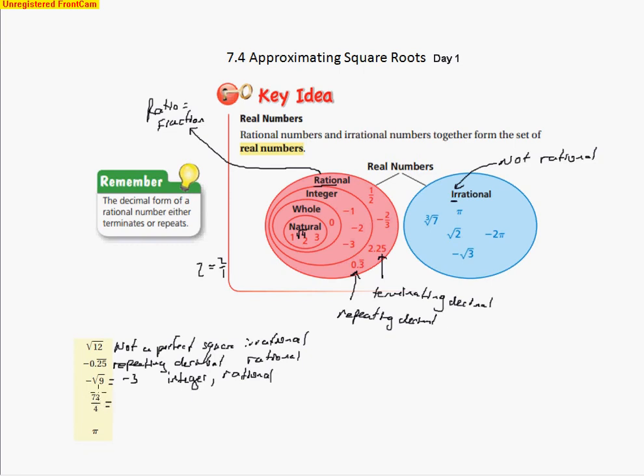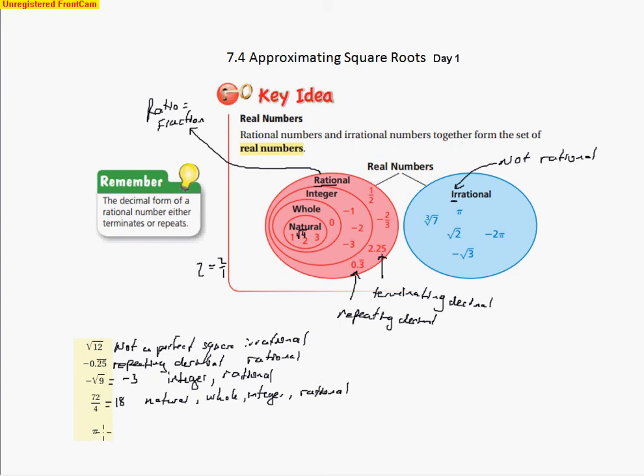Now this one here, we can do some division. See, 4 does go into 72. It goes in there 18 times. And so this one is many different numbers. This is a natural number. This is a whole number. This is an integer. And it is a rational number. And so it makes all 4 of those parts.